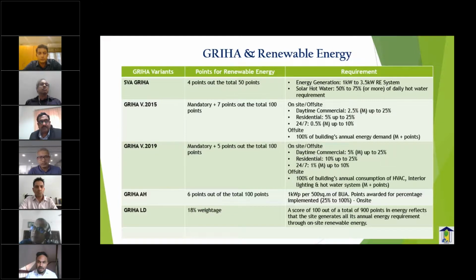We have another rating called GRIHA for affordable housing, keeping in mind... Sorry, Gagan, you have 1 more minute, please. Yeah, I'll just finish it. I'll wrap it up really quickly.